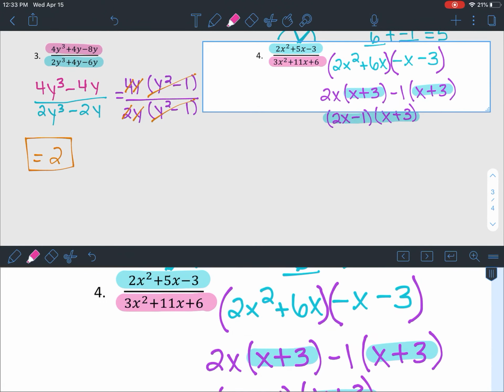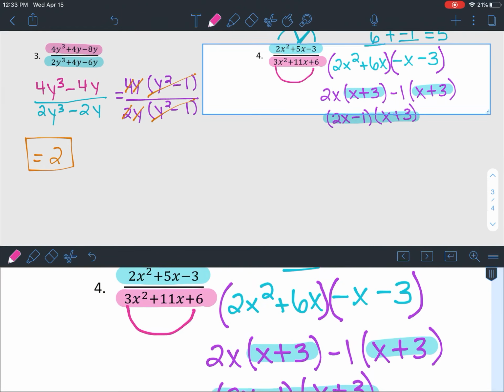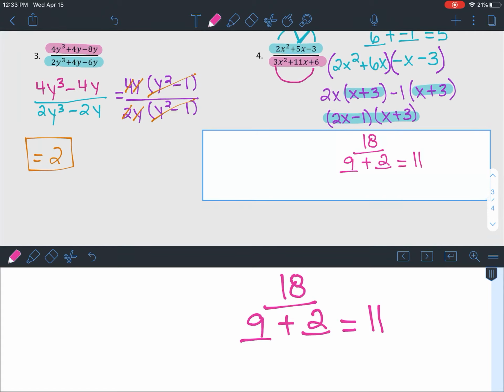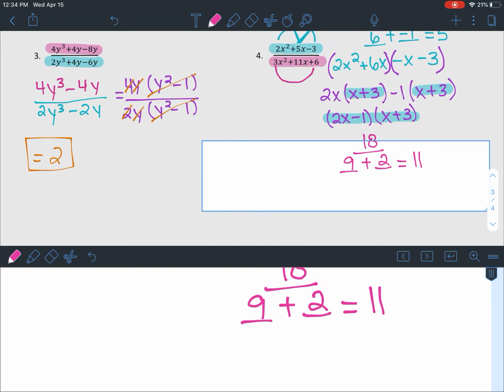My denominator. This time I'm going to multiply my 3 and 6. So 3 times 6 is 18. So I need two numbers that are going to multiply to give me 18, but are going to add to give me 11. So those two numbers happen to be 9 and 2. So 9 times 2 is 18, and 9 plus 2 is 11. And then all I'm going to do is spread everything out.